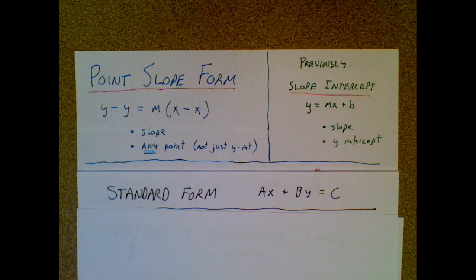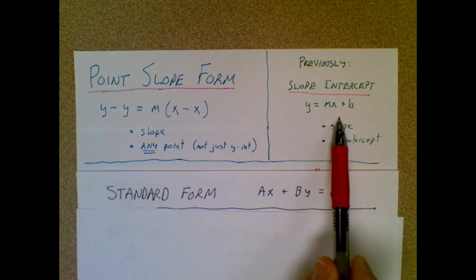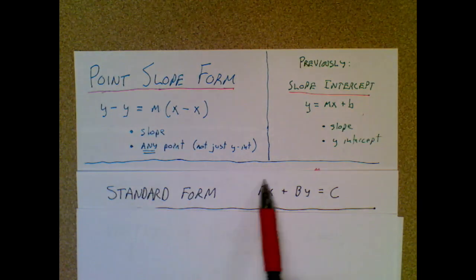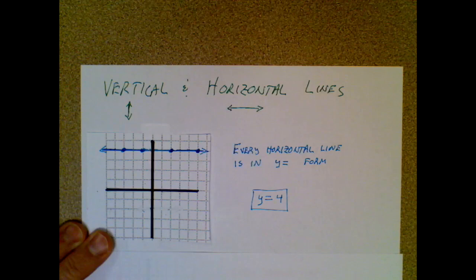You might be happy to know that there's not a new formula. Remember, we started off with slope-intercept, then we went to point slope, and then you may have already encountered standard form. None of those formulas are going to be necessary for the vertical and horizontal lines. The rules are going to be pretty easy.